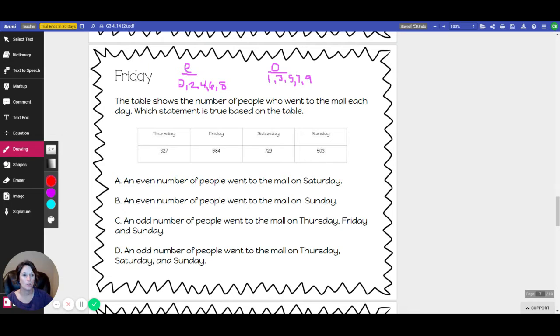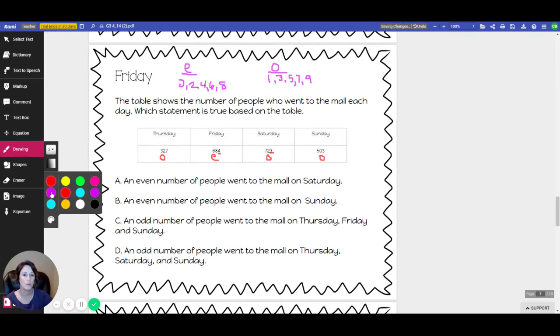Okay, so let's look here. Thursday, 327. 7 is an odd number, so this one's odd. Let's look at Friday, 684. 4 is even. 729. 9 is odd. 503. Okay, that one is odd.